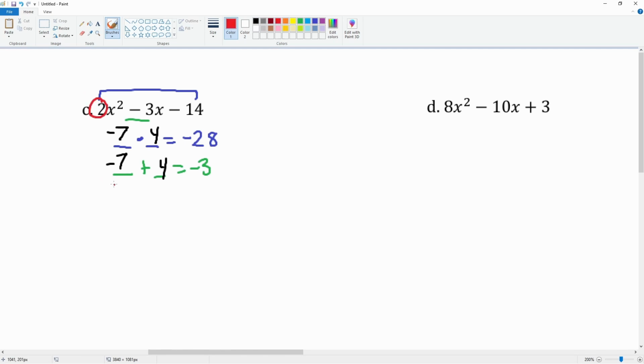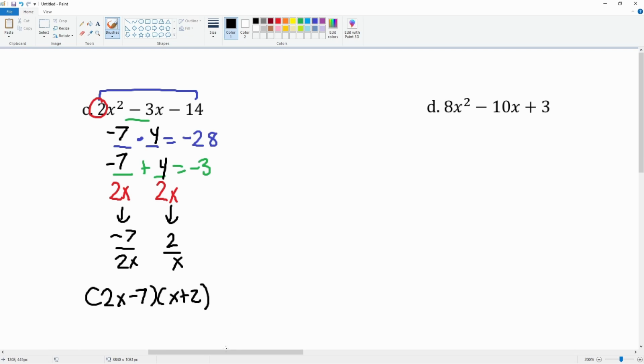Then we're going to divide by that 2x. Can this simplify? No, that does not simplify. It just becomes negative 7 over 2x. This one does simplify, 2 over x. So factored form, 2x minus 7 and x plus 2.